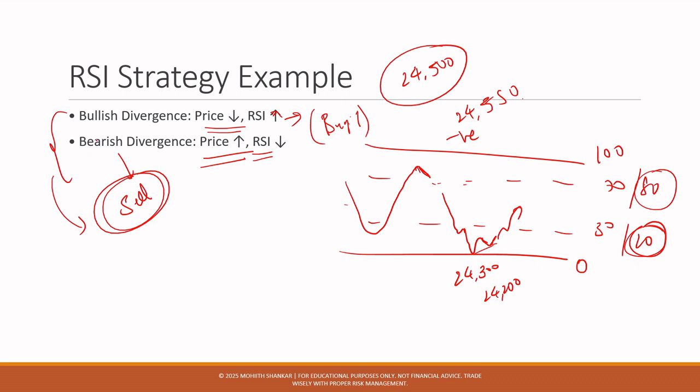Now let us understand this in a TradingView chart. And the last one would be the Bollinger Bands. This is the fifth indicator which I would be showing to you. A Bollinger Band, as the name suggests, is a band.